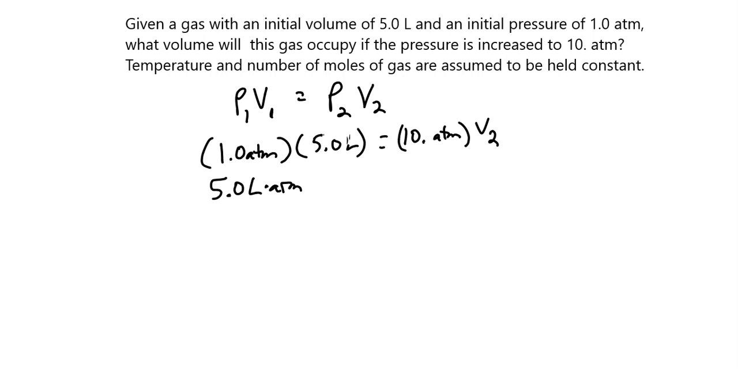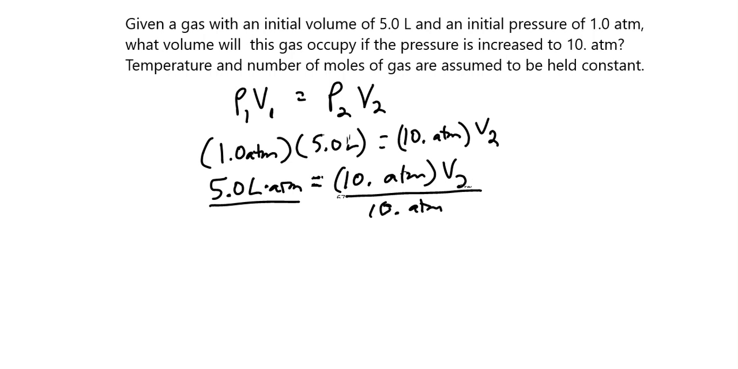Notice the units, of course, multiply as well as the numbers. And that's going to equal 10. atmospheres times V2, our unknown volume. In order to get that volume, we need to isolate V2, so we'll divide each side by 10. atmospheres. And notice that we'll have the atmosphere unit cancel.